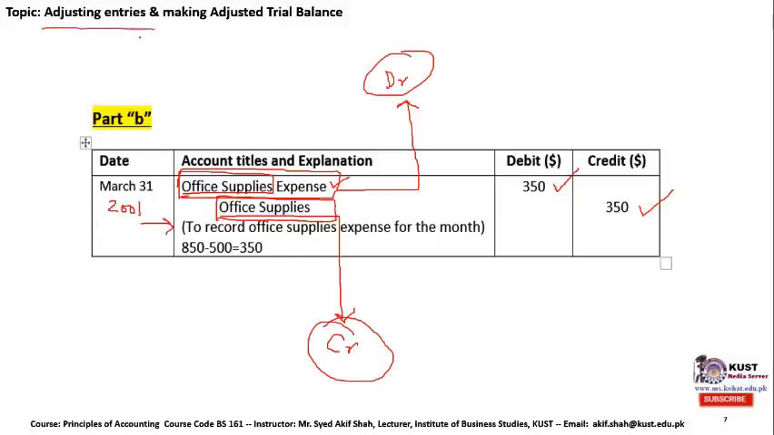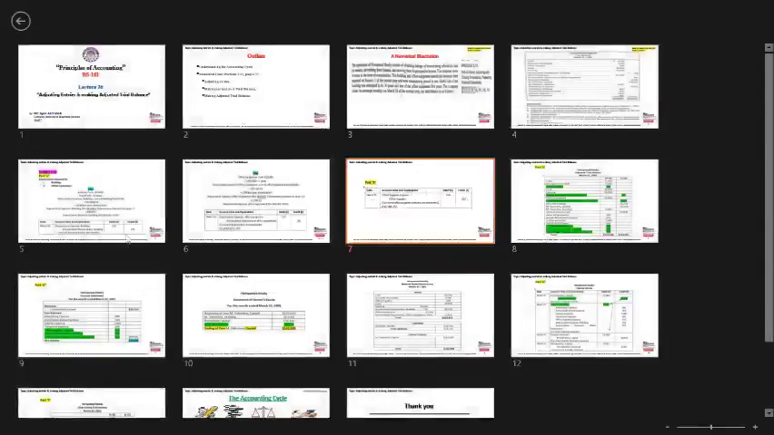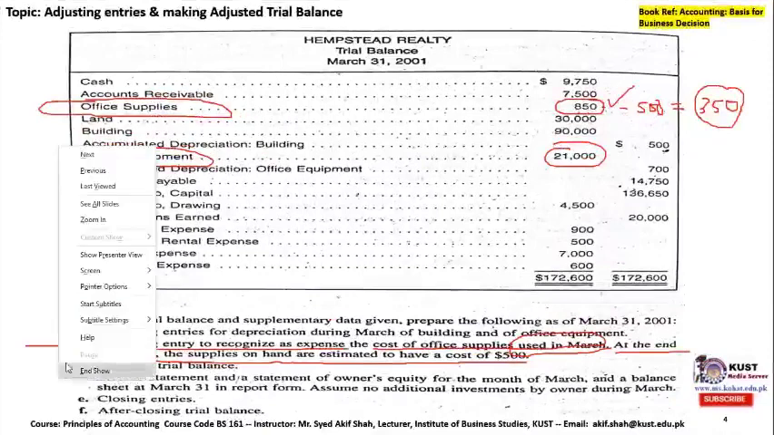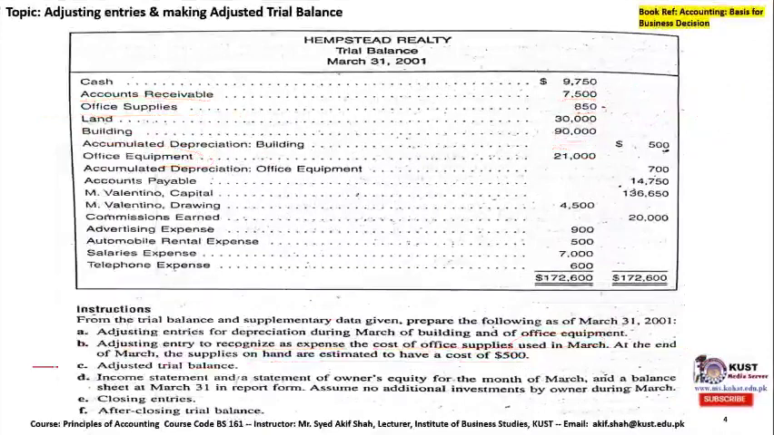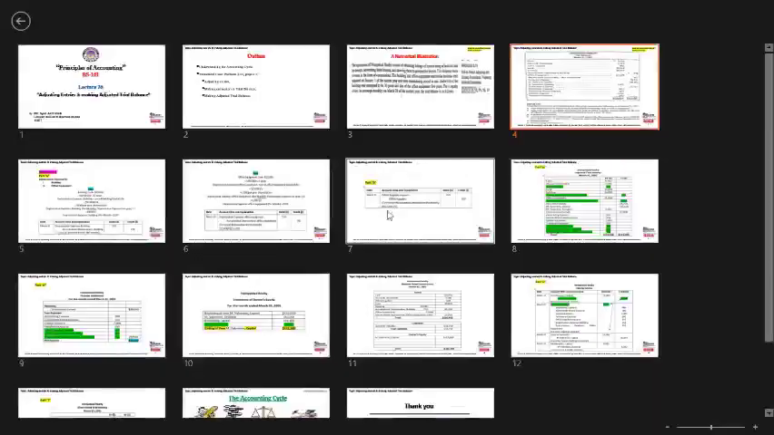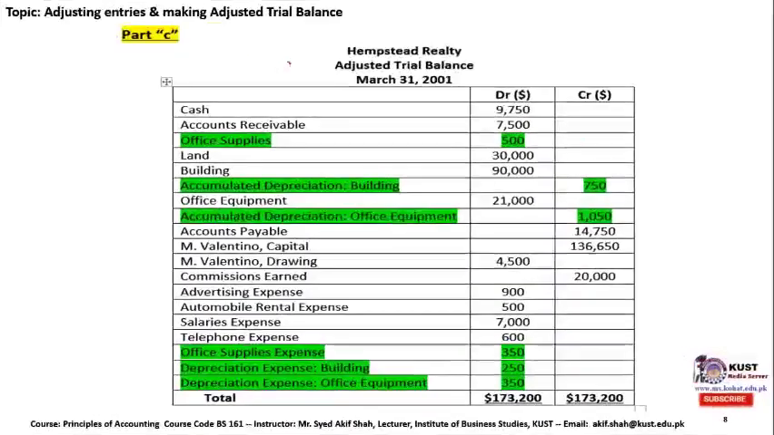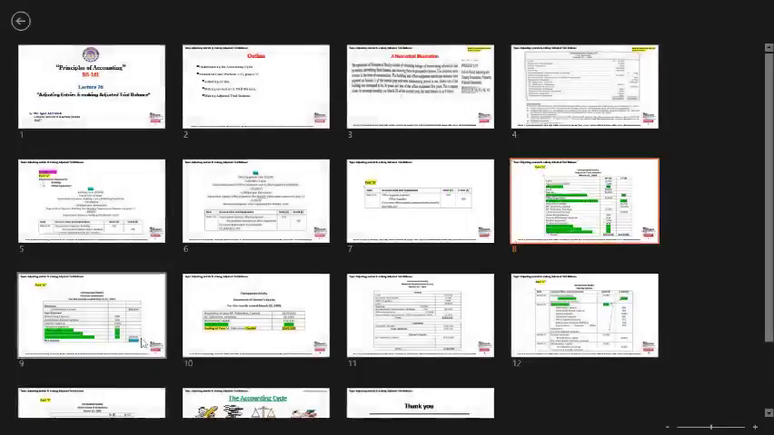After incorporating these adjusting entries, the question is asking us to make a trial balance in the next step, which is step number 5. So we have to make a trial balance, which is part C, in the next part. And how to do that? We have to make an adjusted trial balance by incorporating the previous adjusting entries. This I'll discuss in my next lecture in detail, how to incorporate adjusting entries into the adjusted trial balance and then to have the final adjusted trial balance.